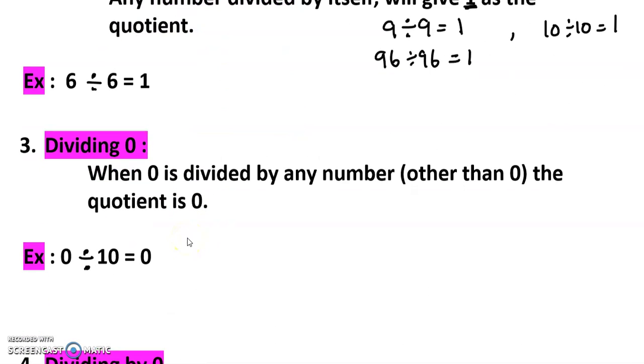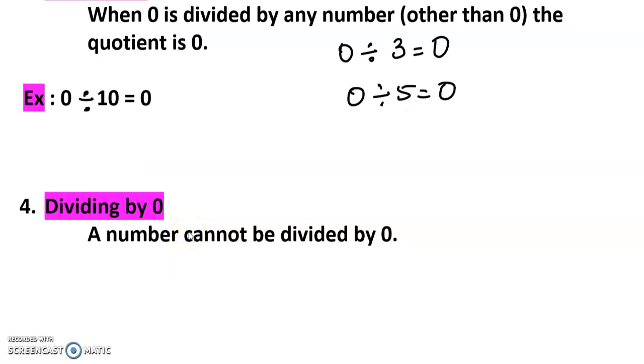Next, dividing 0. When 0 is divided by any number other than 0, the quotient is 0. So 0 divided by 3 equals 0. 0 divided by 5 equals 0. 0 divided by 10 equals 0. If you divide 0 by any number other than 0, you will get 0 as the quotient.